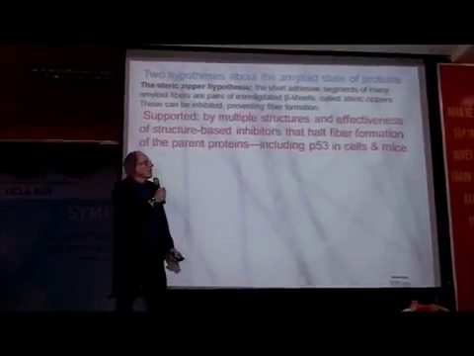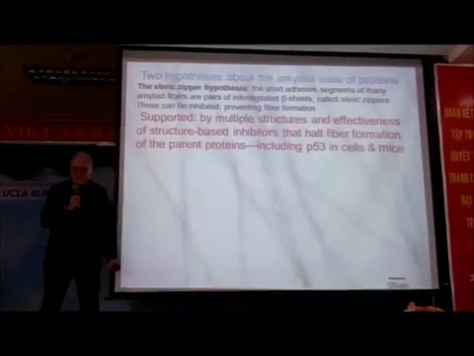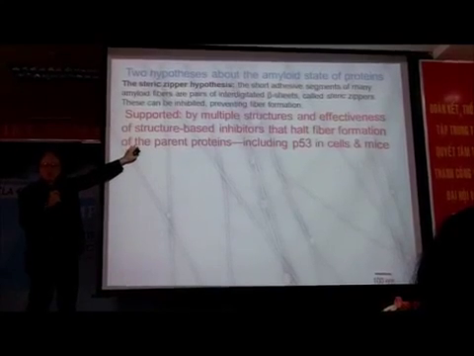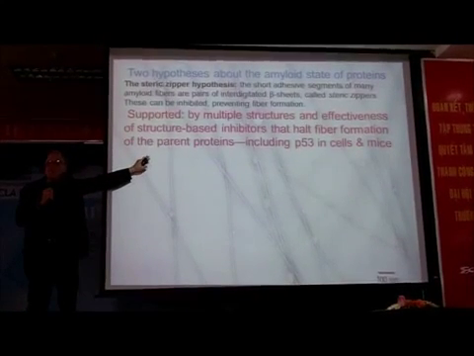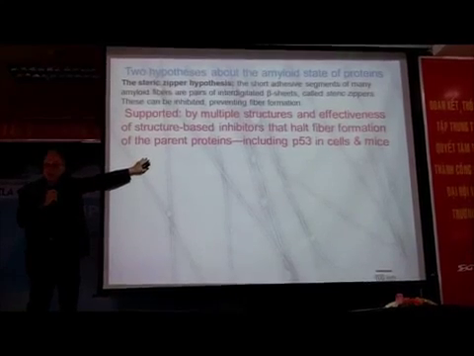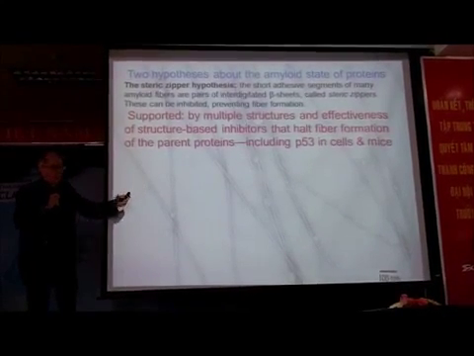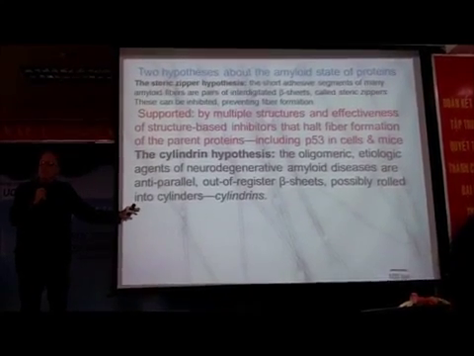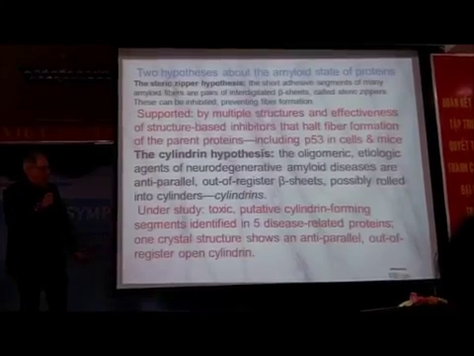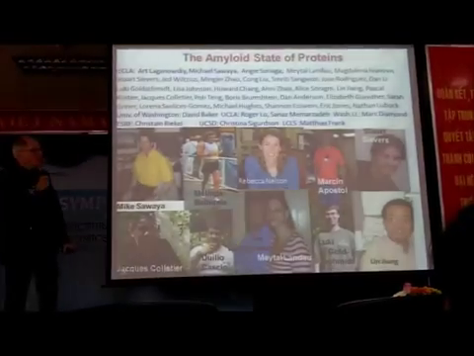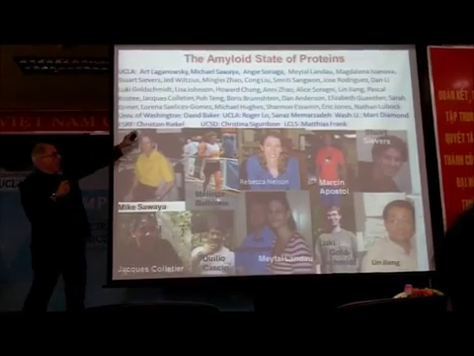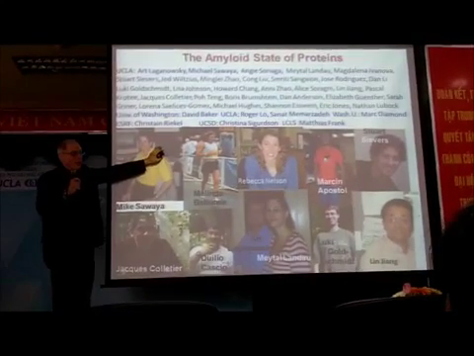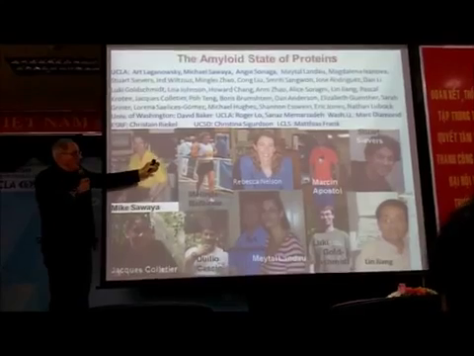So just to summarize here, 12 years of work by lots of scientists, we believe that the hypothesis of the steric zipper is well supported because we can use that hypothesis to inhibit the formation of fibers. With the cylindrin hypothesis, we don't yet know that we can inhibit cylindrins, but that's what we're working on in our research group. And just to show you the photographs of some of the people who are involved, this work involved at least 20 scientists over 12 years, most of them for only 4 years or so.